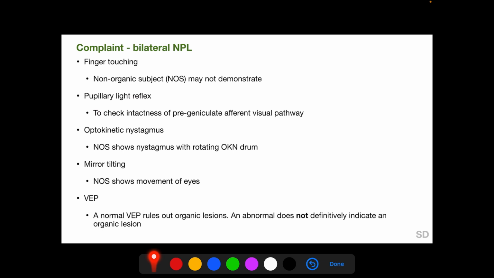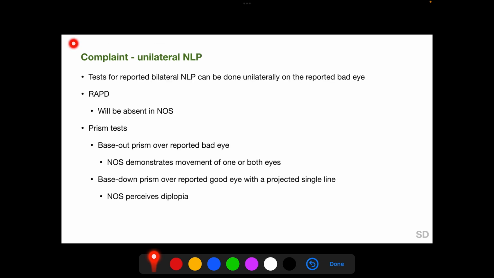With bilateral NPL, there should not be any nystagmus with a rotating O'Kane drum, but an NOS complaining of bilateral NPL may show nystagmus with the rotating O'Kane drum, and an NOS with bilateral NPL in the mirror tilting test shows movement of the eyes. A normal VEP rules out organic lesion, but an abnormal VEP does not definitively indicate organic lesion. In a unilateral NPL situation, we can perform the tests which we have mentioned for a bilateral NPL situation unilaterally on the reported bad eye after covering the other eye.